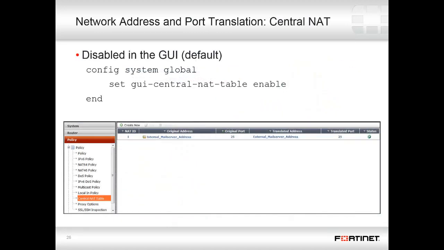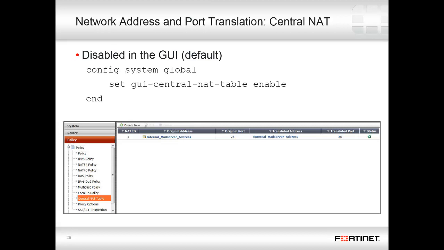Another option here is to use central NAT. Essentially, central NAT is a list of rules that say, when you do this, NAT like this. When networks get very complicated with hundreds of firewall policies, it can be very difficult to properly manage IP pools.